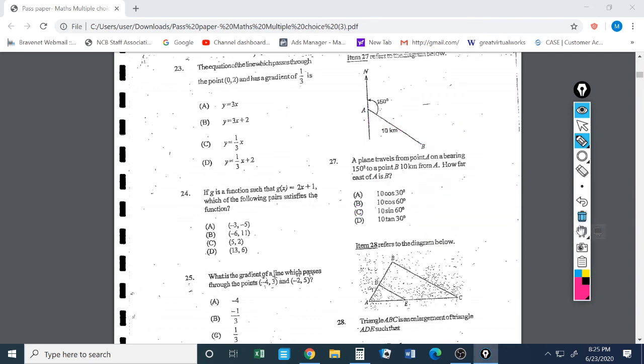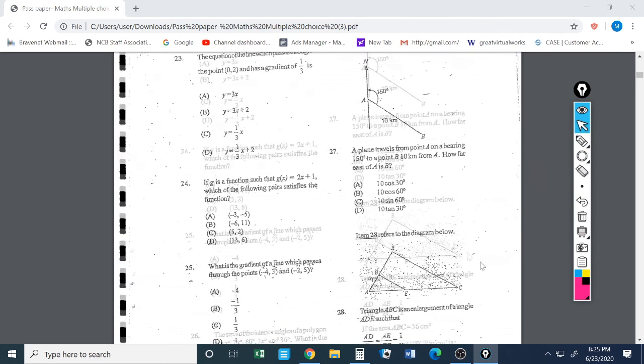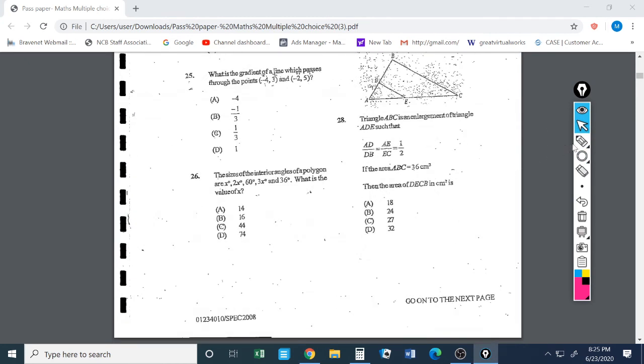Let's move on and do number 28. For number 28, it's pretty simple in my opinion. They said the triangle ABC is an enlargement of the triangle ADE. So this is ADE, the smaller triangle, and it's in the ratio 1 to 2. That means this is 1 and this will be 2. So this is 1 to 2, and all of it would end up being 3, right? That's the ratio.